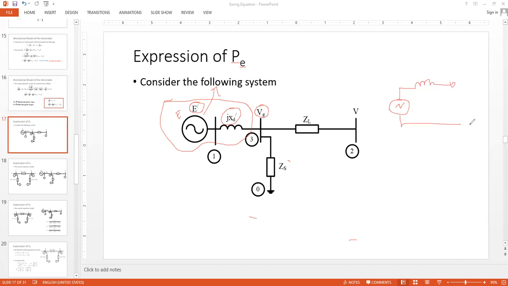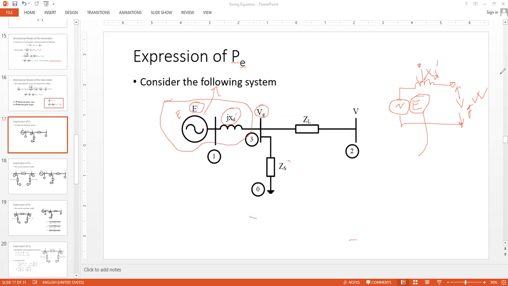So this is what I'm saying. This is your VG. This is your jXd dash. This is your E. Now, do you remember something from your undergrad level, the synchronous machine equivalent circuit? VG is the terminal voltage. Excellent. E is the internally generated EMF. If you ignore the armature reaction, then it is actually the open circuit voltage.